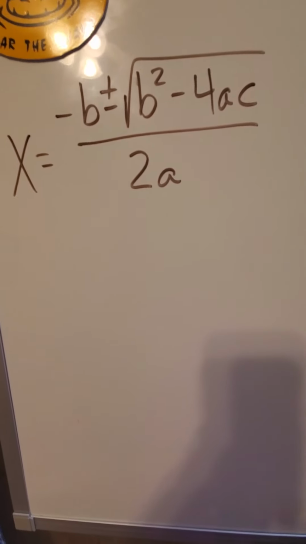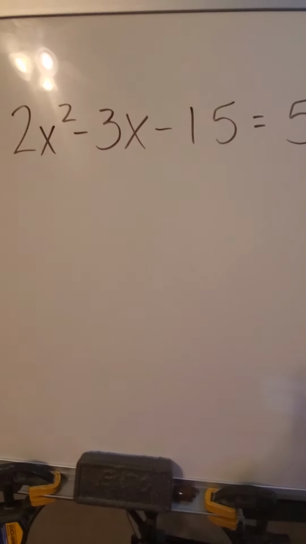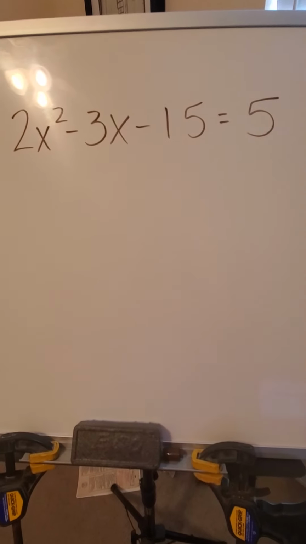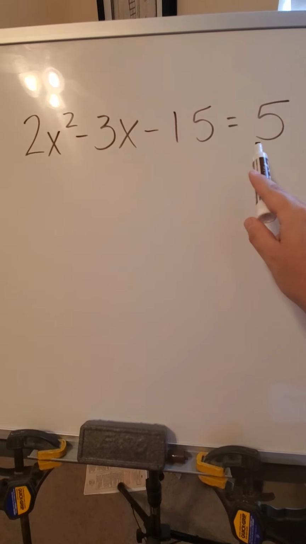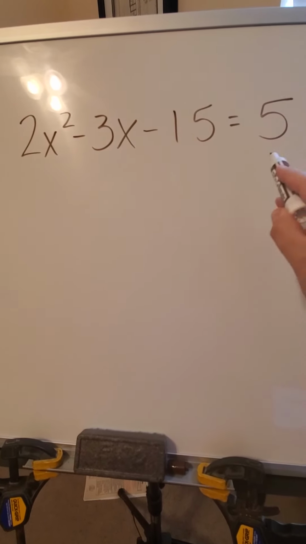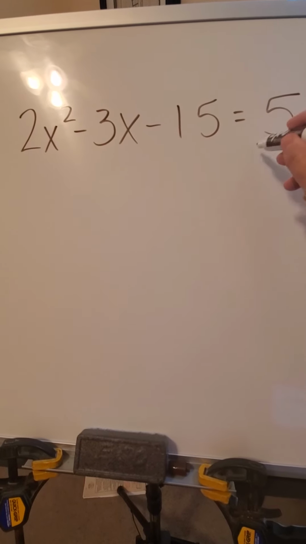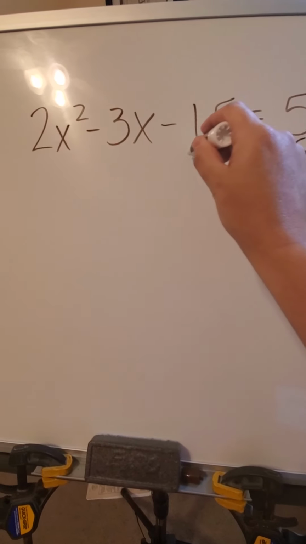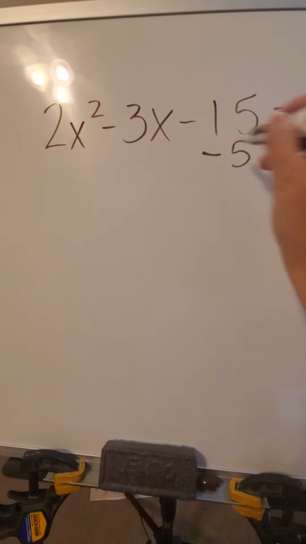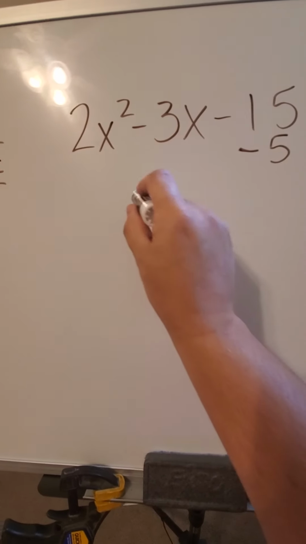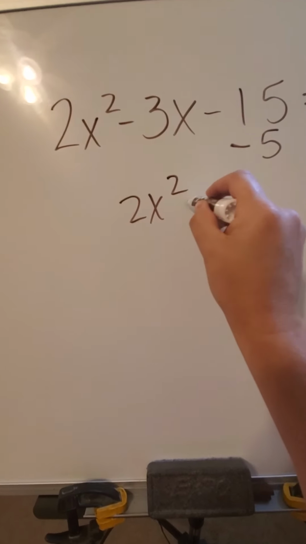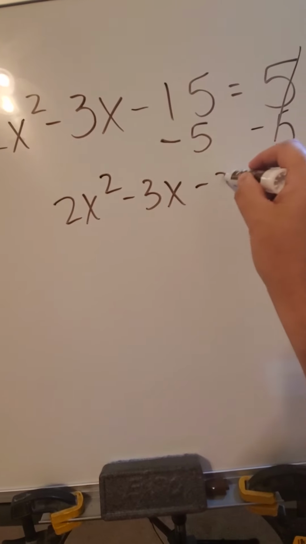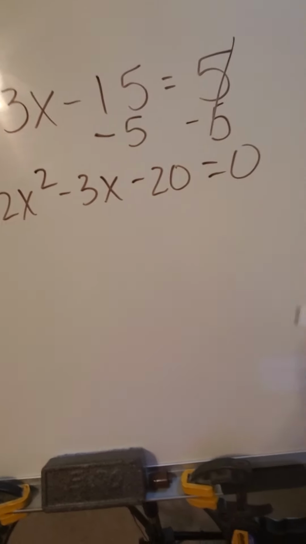Okay, so I just pulled one of your questions from out of here. The first thing I want to do is make sure it's equal to 0 over here. It's not, so I got to get rid of that 5. So I'm going to say minus 5, which brings it over here, minus 5, okay? That cancels. Now I have 2x squared minus 3x minus 20 equals 0, okay?